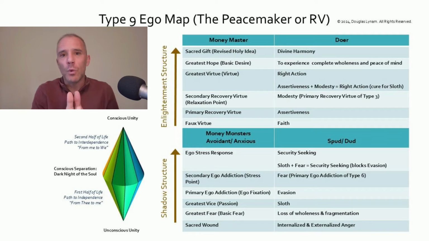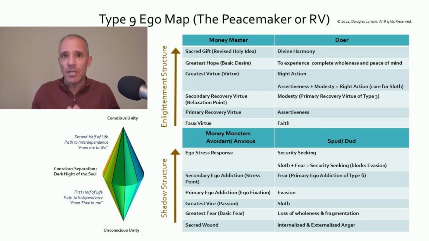So harmony is where we're trying to get the type 9 to, and harmony only comes after a fight is resolved. It isn't about suppressing conflicts, because a complete suppression of conflict means nothing ever gets solved. The problems don't get addressed.